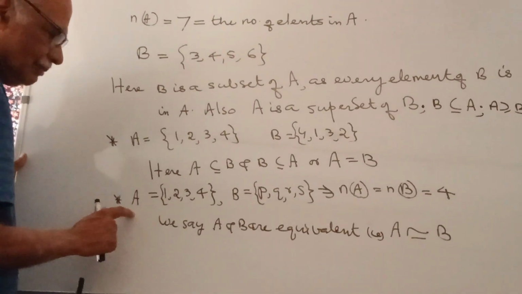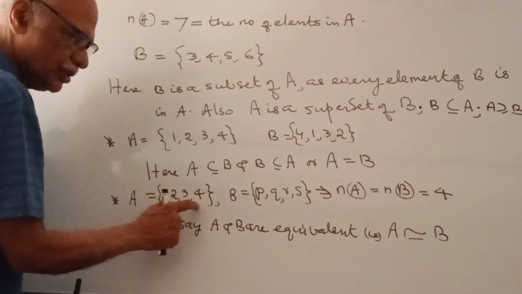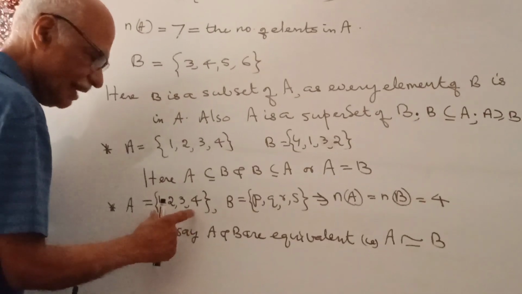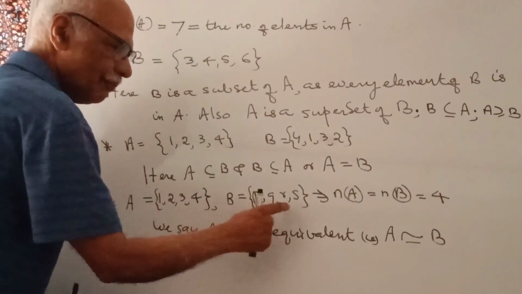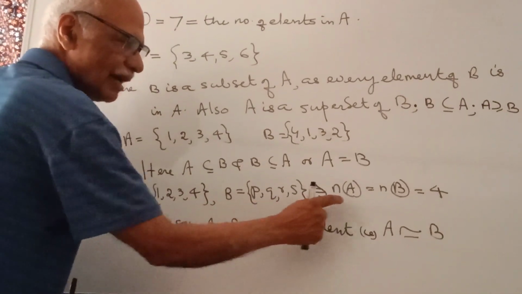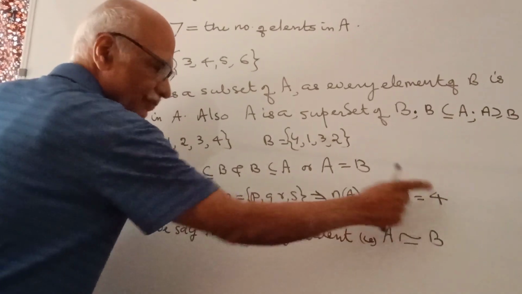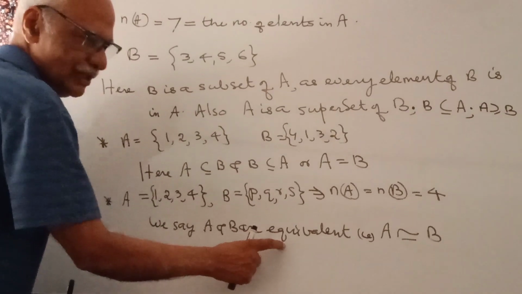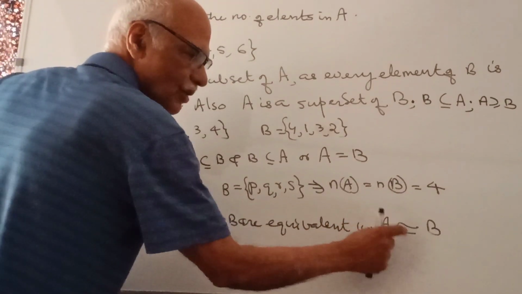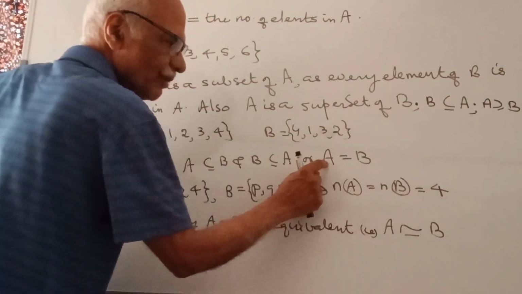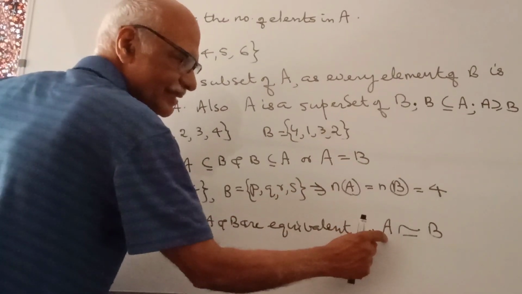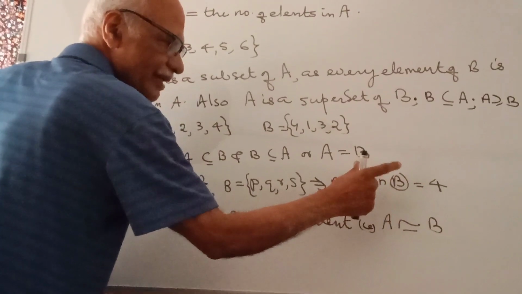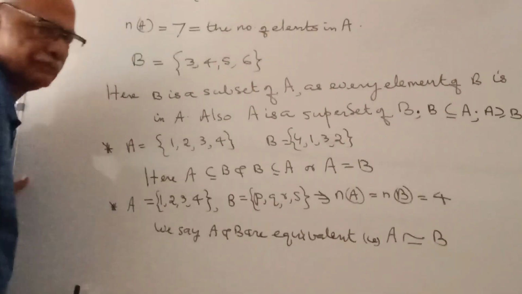Now, this example is different. A is {1, 2, 3, 4}. B is {P, Q, R, S}. We observe that the number in A is 4 and the number in B is 4. So we say A and B are equivalent. The symbol is A is equivalent to B. Here it was A equal to B. Here it is A equivalent to B. Same number means equivalent. Same elements means equal.